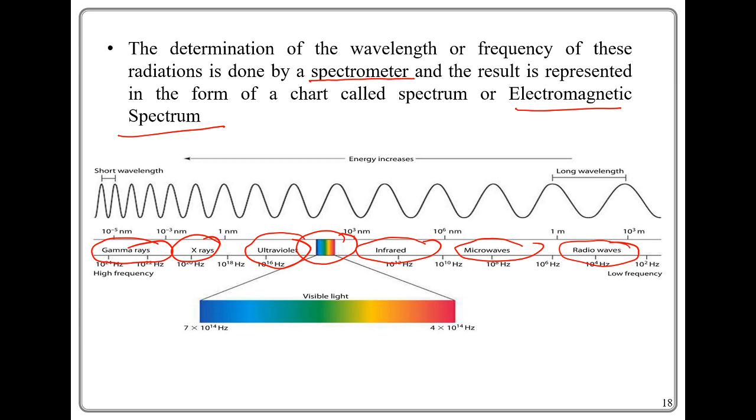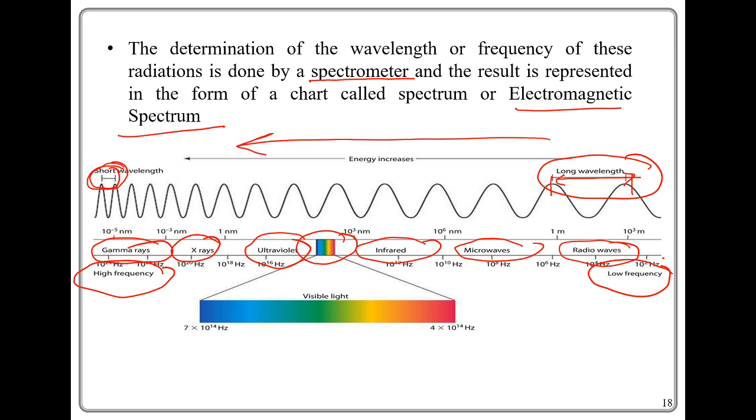As you can see, the wavelength of a radio wave is quite long, and the wavelength of a gamma ray is quite short. When the wavelength is shorter, the frequency is normally high, and when the wavelength is longer, the frequency is normally low. Energy also increases in that direction. Longer wavelengths have lower energy, and shorter wavelengths have higher energy.